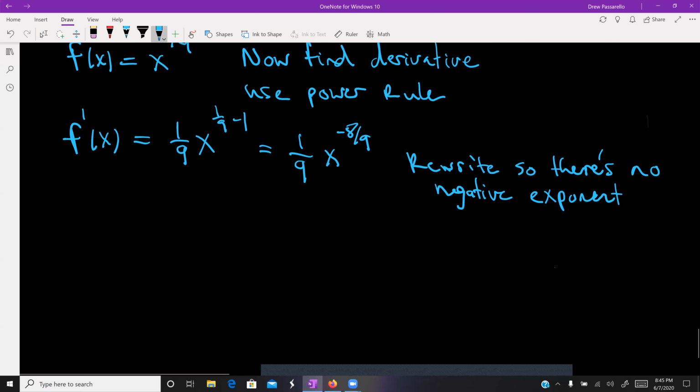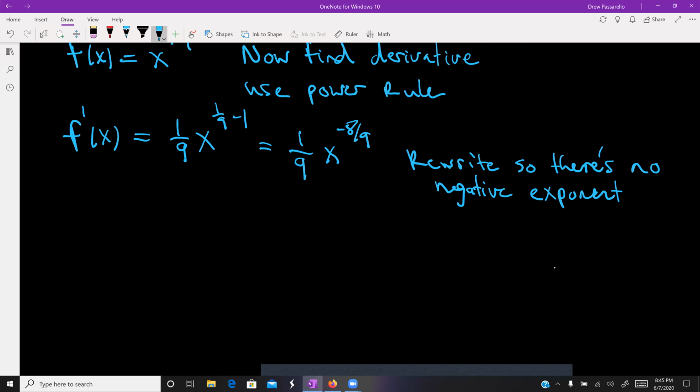That just means I put x in the denominator. So if I put x in the denominator, I'll have 1 over 9, and then x to the 8 over 9 power. So where it was negative 8/9, it's now x to the 8/9. That changes the sign from a negative 8/9 to positive when I put it in the denominator.